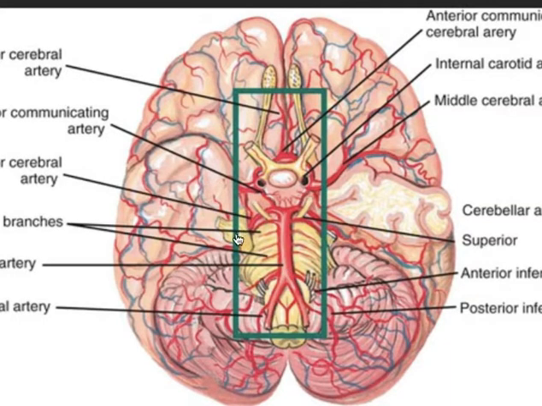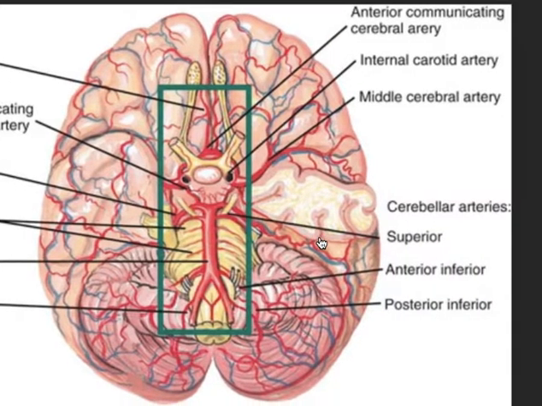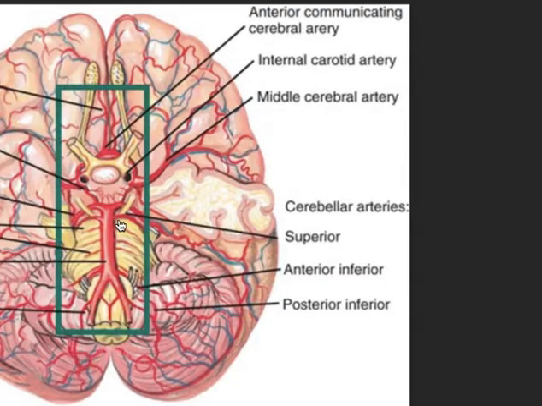The supply from the posterior cerebral artery is coming from here. Basilar artery, then there is posterior inferior cerebellar artery, there is anterior inferior cerebellar arteries, not cerebral, cerebellar. This is cerebellum, okay? And then there are pontine branches. Pontine branches means the ones which are supplying the pons, okay? And then there is superior cerebellar artery, which is supplying the superior part of the cerebellum, okay?